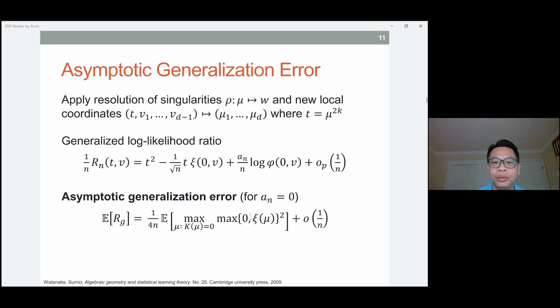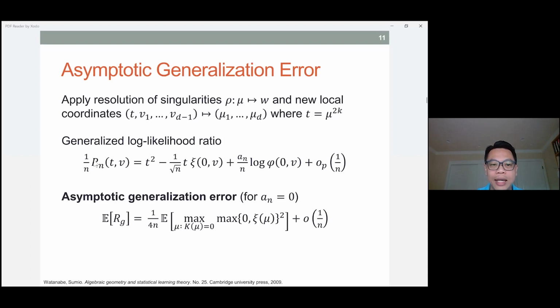Now we can use that to derive the asymptotic generalization error of maximum likelihood. After we apply the resolution of singularities, I'm going to apply a new coordinatization of my chart using the coordinates t, v1 to v(d-1), such that t becomes mu to the 2k. There's always a way to do this. I'm not going to be explicit, but we will make it such that t absorbs the 2k, and the other v's are somewhat orthogonal to t.